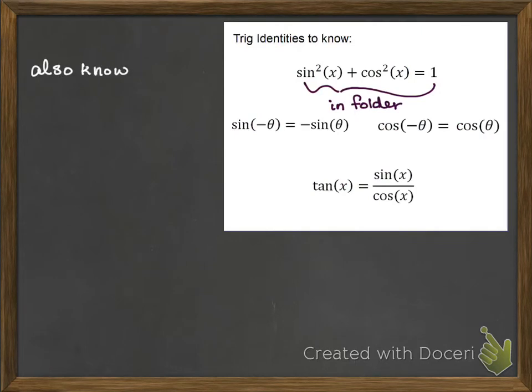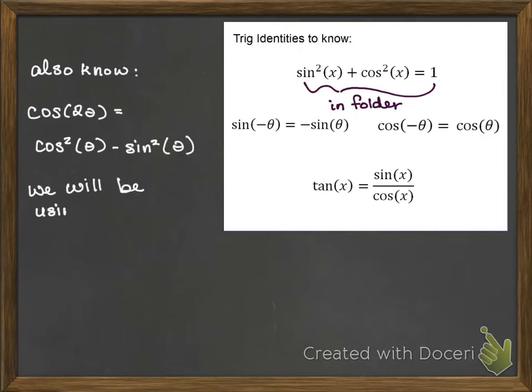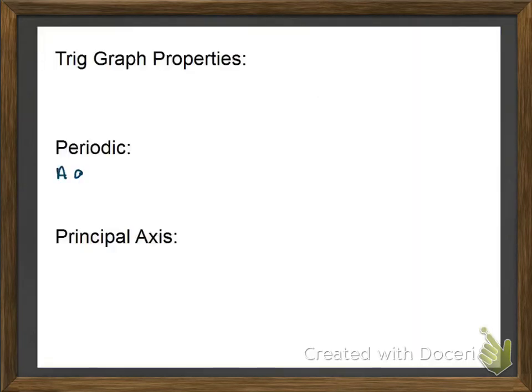So trig identities. That first one I know for sure is in the folder. I think the others are, but don't hold me 100% to it, but I'm pretty sure they are as well. Now, another one that you need to know is cosine of 2 theta equals cosine squared theta minus sine squared theta. The reason why is we will be using this in class, so you'll want to know that one, and it's not in the folder.